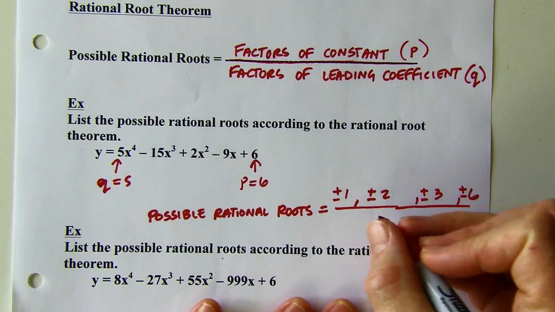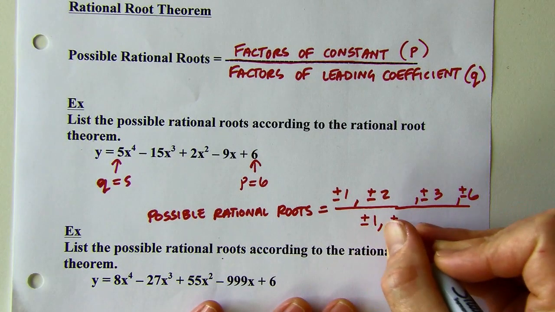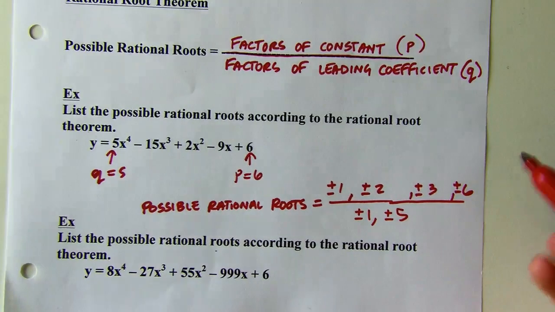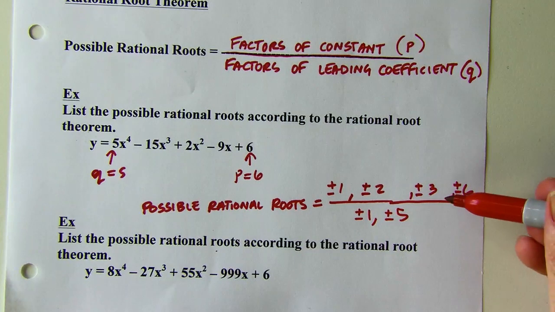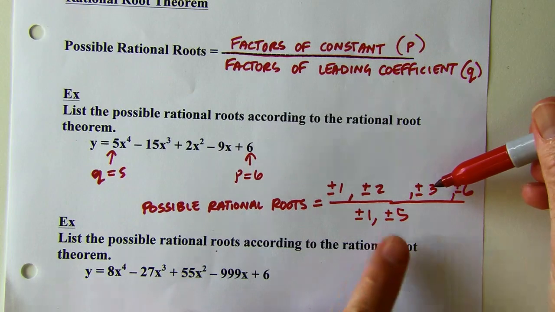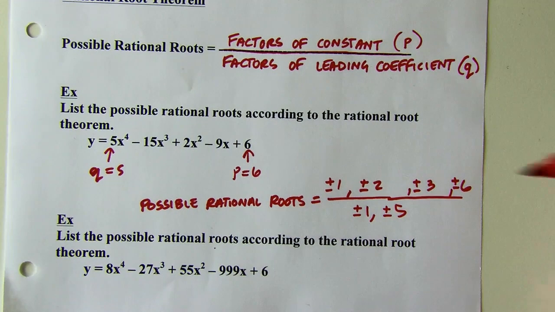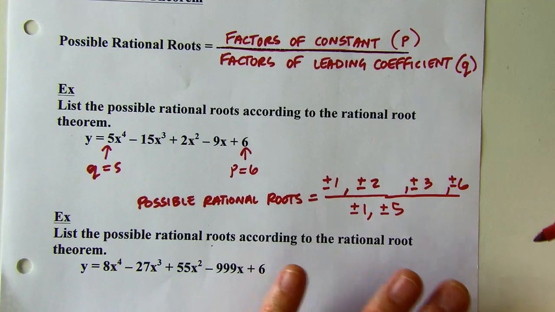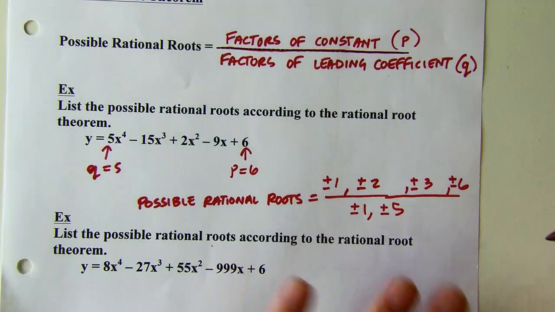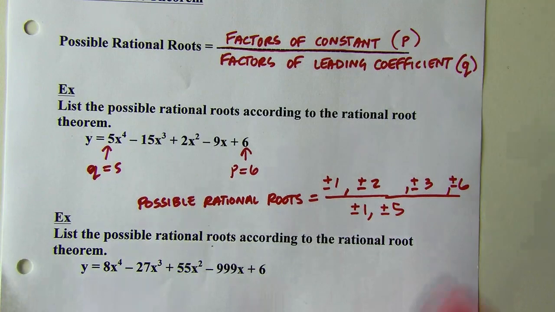So for 5, the only integers that go into 5 are 1 and 5, okay? So you could actually list all of these out one by one, all of these possibilities, like -3 over +5, -3/5 is one of the possibilities. And I like to just list them as a big fraction like that with the plus or minus in front of each factor. But you could make a big long list of all of the combos there. Okay, so those are my possible rational roots.